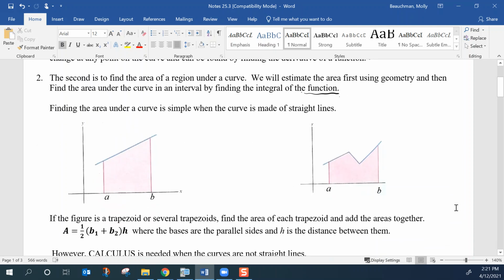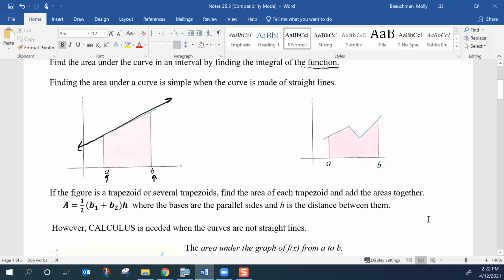Finding the area is simple when the curve is made of straight lines. For instance, if you have the graph of a function that's a straight line, and you want to find the area between two values on the x-axis and beneath that line, then that figure makes a trapezoid. There's a formula for the area of a trapezoid: 1/2 times (base 1 plus base 2) times h. The two parallel sides are the bases, and the distance between them is the height.